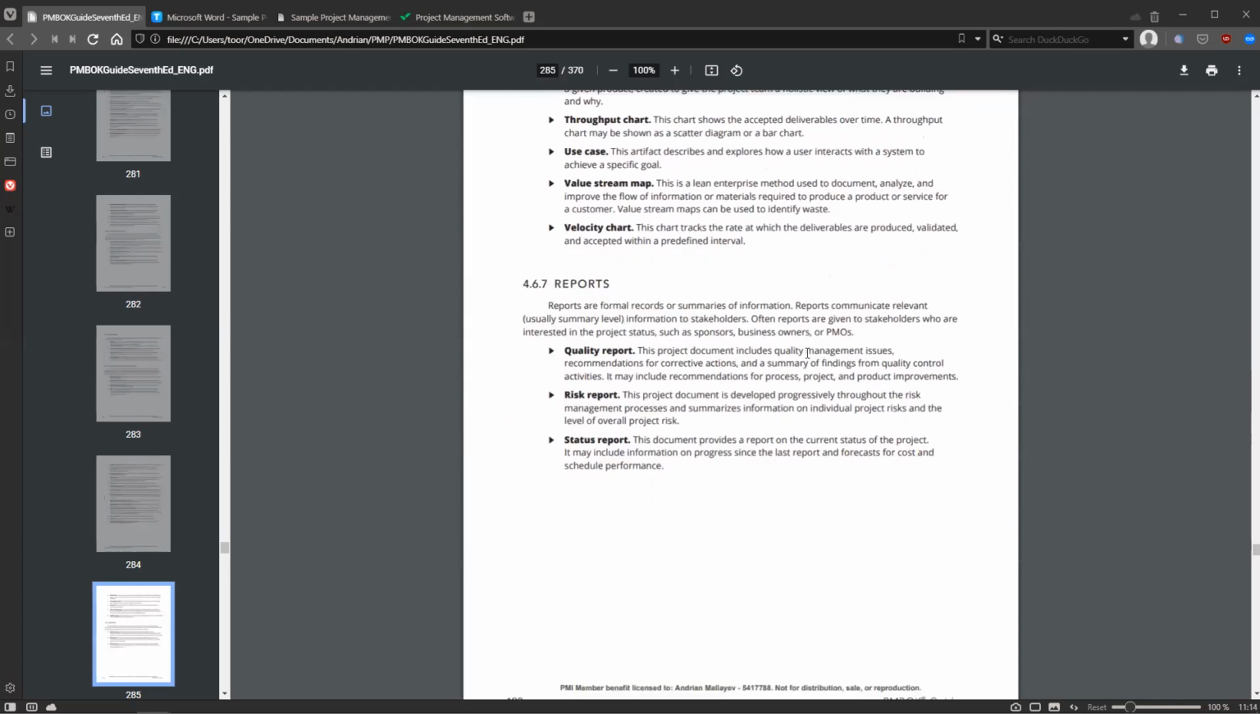And finally, reports. Basically, reports can be three main ones. It's a quality report, basically quality measurement detection. Risk report, overview of the project risks and changes to them. And status report. Status report basically defines current state of the project, changes and progress since the previous status report. Potentially also forecasts for the next period before the next status report.